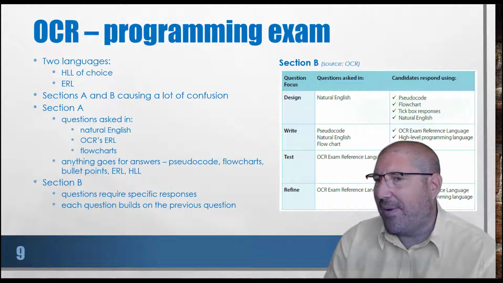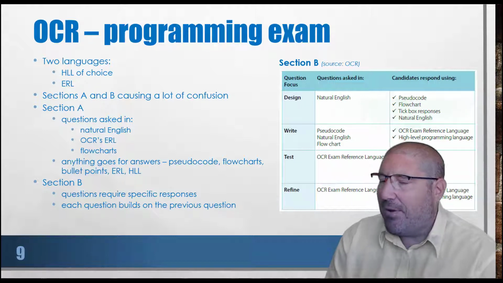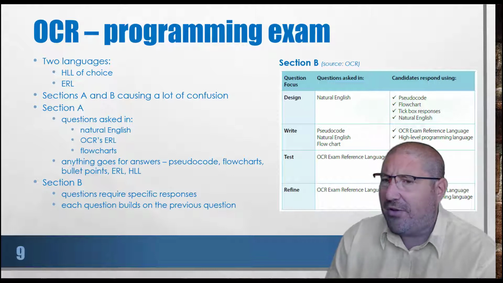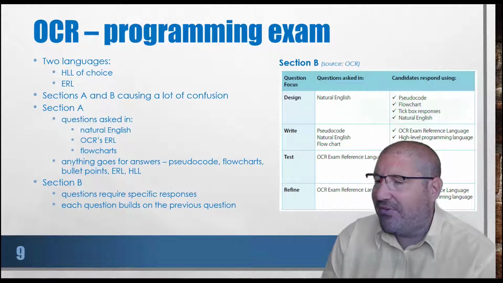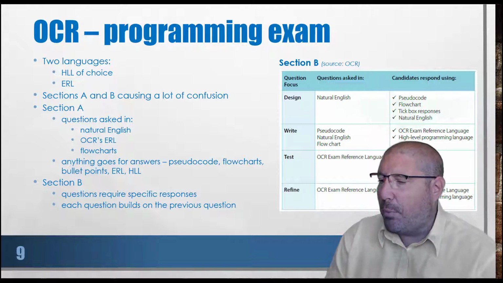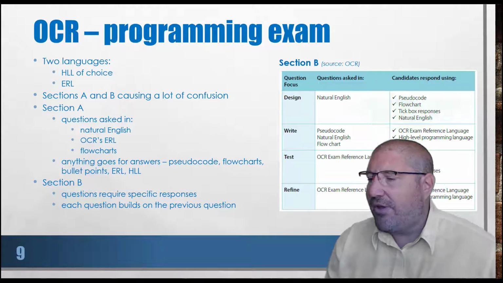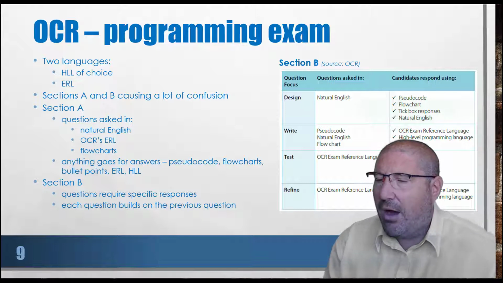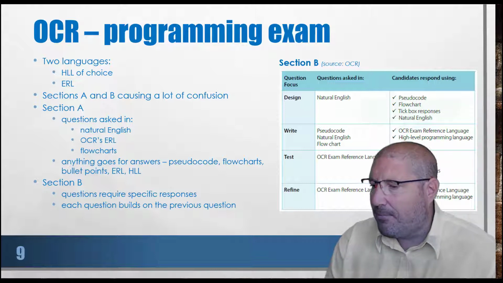before I go on to that, let's talk about sections A and B, because this does cause quite a bit of confusion. So we'll have a look at section A first of all. This is where any questions there could be asked in natural English, OCR's exam reference language, or flowcharts. And in terms of how students answer it, unless it specifically asks them, so for example, ask them for a flowchart, if it asks to produce an algorithm, they can use any of these, pseudocode, flowcharts, bullet points, ERL, high-level language, whichever one they choose.